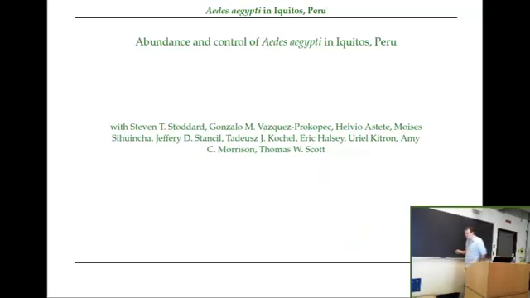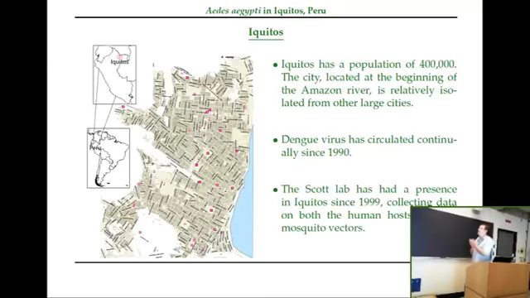So let me talk first about the first case study. This is work that's been ongoing with many different people, most notably Steve Stoddard, Amy Morrison, and Tom Scott from UC Davis. We're trying to estimate the abundance of Aedes aegypti and also test what the effect of control is in Iquitos, Peru. Iquitos is a city of 400,000 people. It's spatially isolated from the rest of Peru, at the beginning of the Amazon.